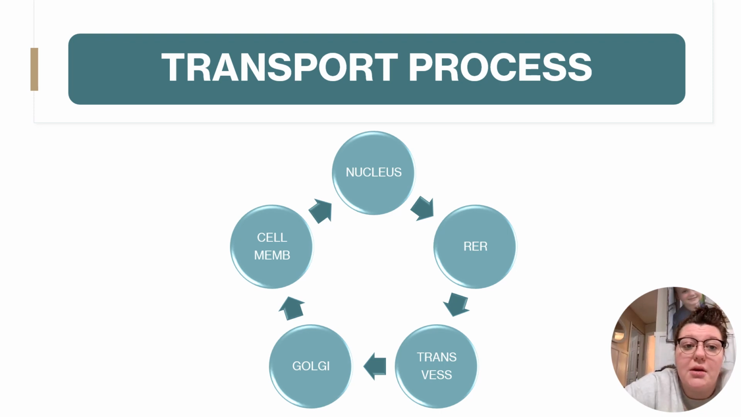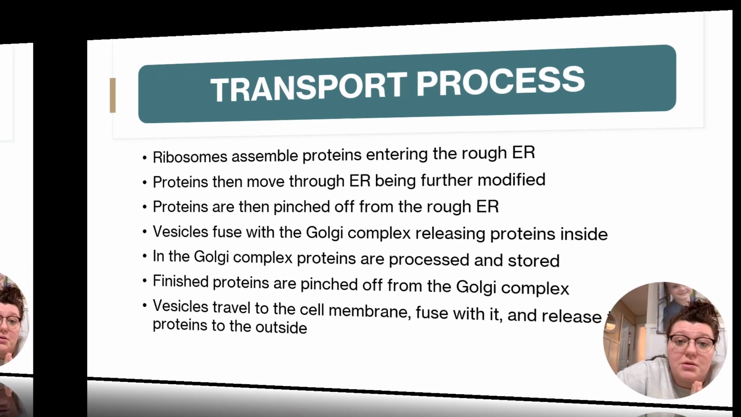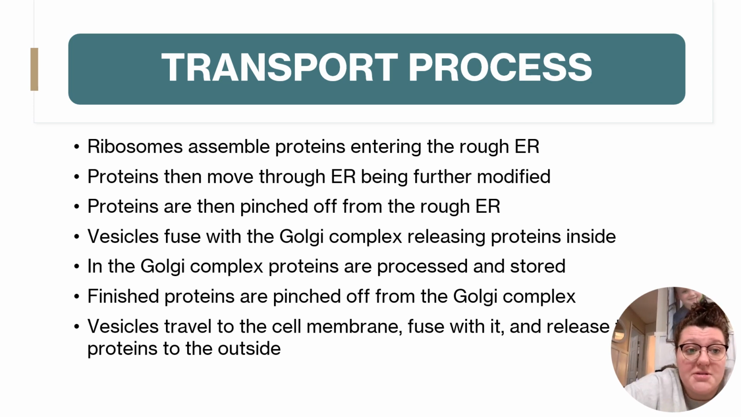We have the nucleus, and this will transport into that rough endoplasmic reticulum, which will then travel from the transport vesicles onto the Golgi apparatus up into the cell membrane, where then they will be released out. So with the transport process, ribosomes, and we'll go a little more into those in a little bit, actually assemble these proteins before entering them into the rough ER.